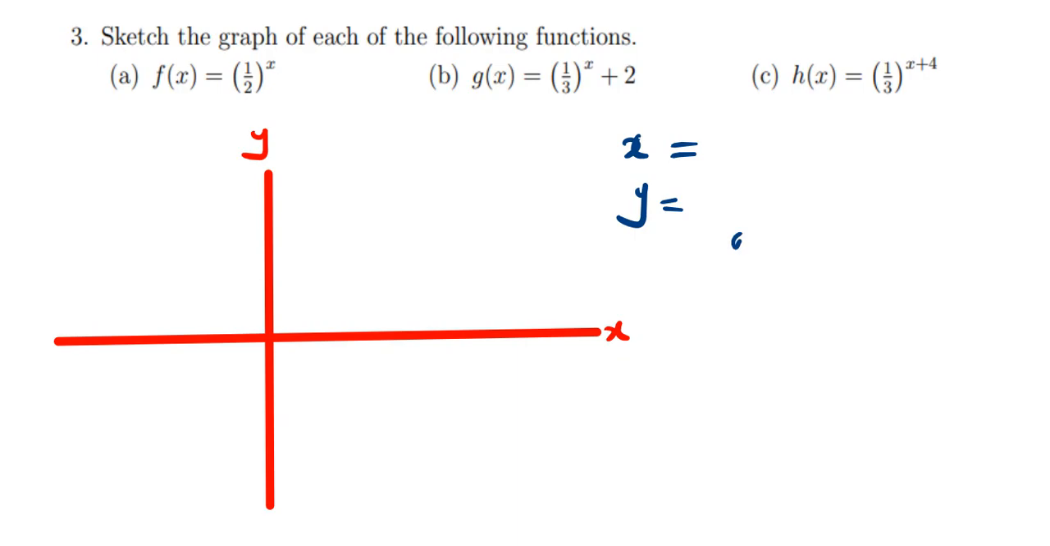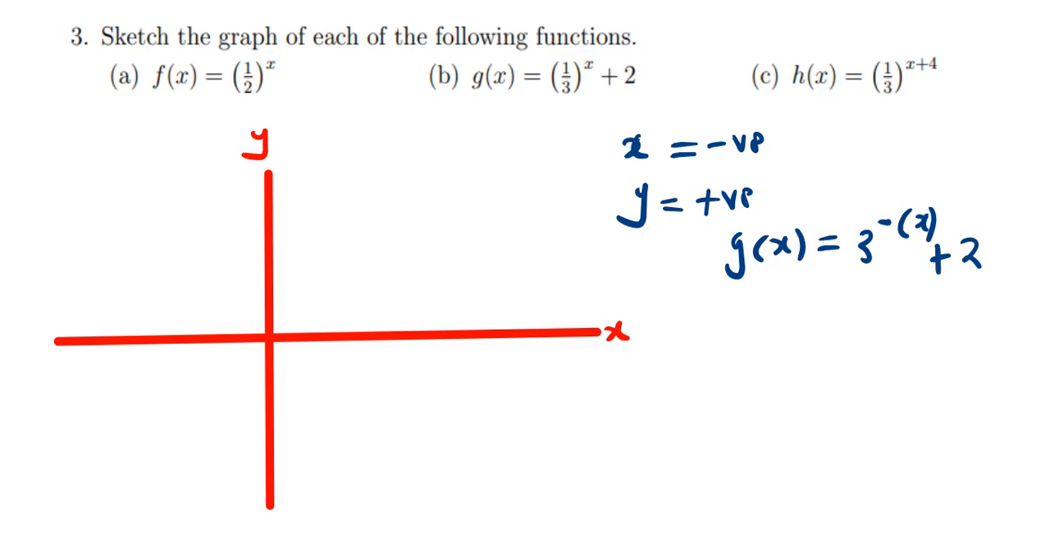We are saying g of x is equal to 1 over 3 to the power x, plus 2. 1 over 3 is just the same as 3 to the power negative 1, right? Then we have an x, so plus a 2. So the value of x is negative. So we are going to the negative values of x, but we are going to the positive values of y because the whole function you're able to see that it is positive.